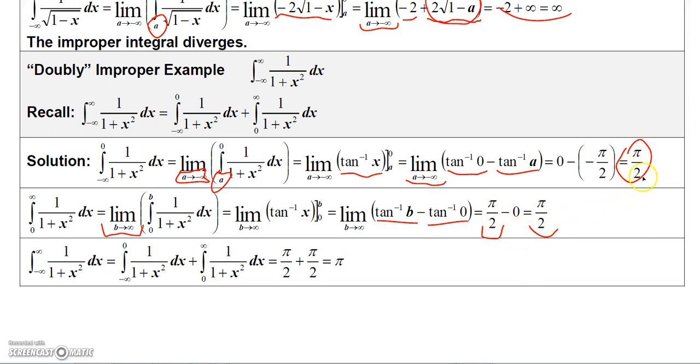And now we just have to add the two together. Pi over 2 plus pi over 2 is simply going to give me pi. So that's how you handle those when they're doubly improper.